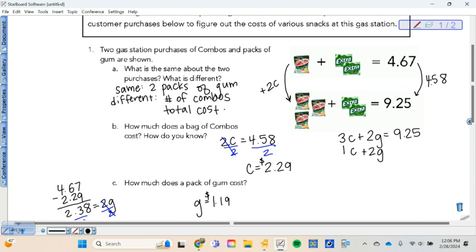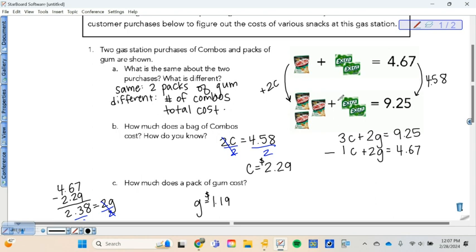And remember, when I'm doing elimination, what we've been doing this week, we're looking for the letter that has the same number in front of it. We're looking for matching numbers. What letter has matching numbers? Yeah, the G's, right? I've got 2G here, 2G here. How would I eliminate 2G and 2G? Do I add them together or subtract? Subtract. So I'm going to subtract.